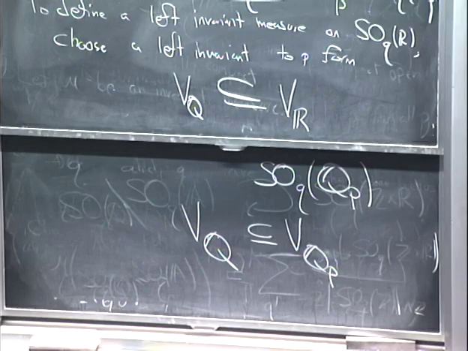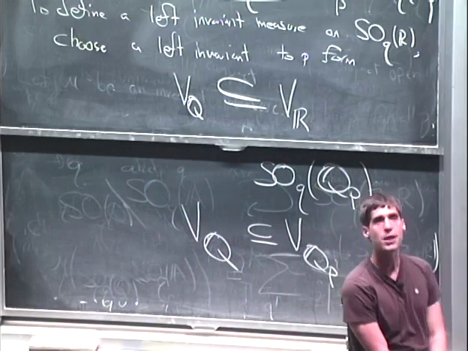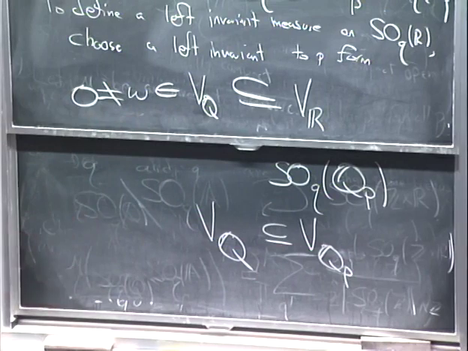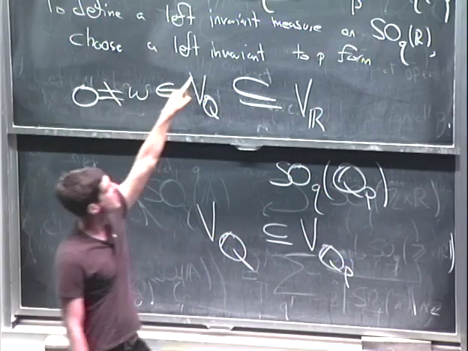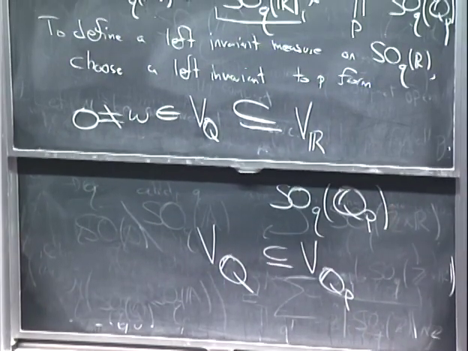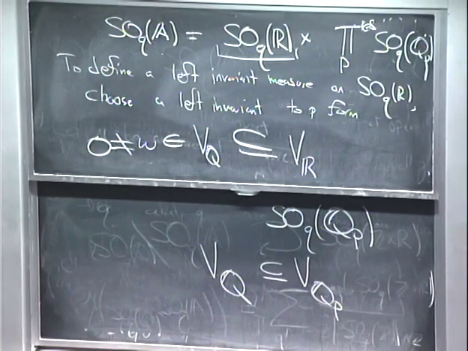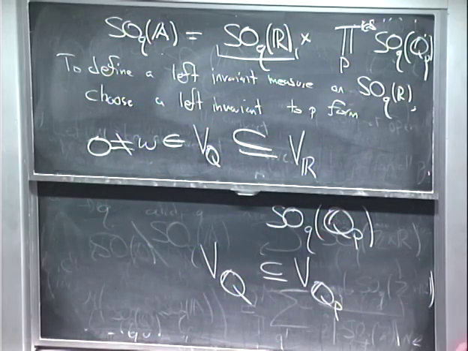So the upshot of this is that if you choose a non-zero element in this rational vector space V_Q, let's choose some element omega in here, not equal to 0, well, it gives you a measure on each of the factors that appear in this product decomposition. It gives you a differential form on each factor, which you can turn into a measure. So you could then define a measure on SO_Q of the adeles by, roughly speaking, multiplying all those measures together. Now, a priori, you might think that depends on the choice of omega. But let's see what happens if we were to change omega.